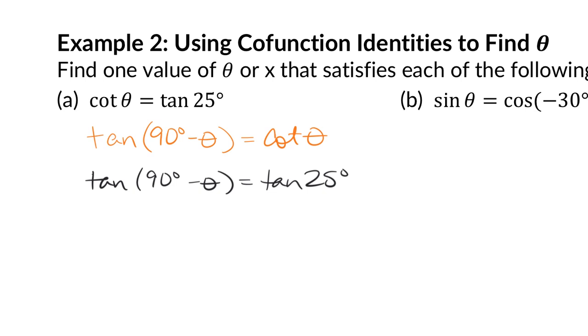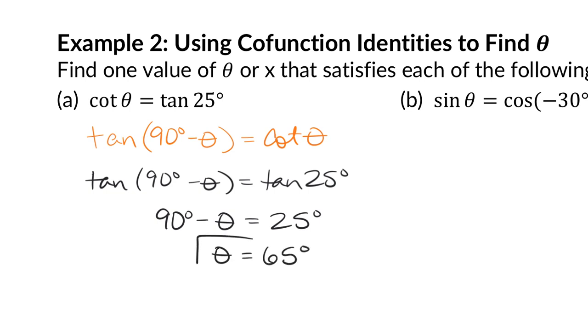So I have tangent of 90 minus theta equal to tangent of 25. See how there's a tangent on both sides? Let's get rid of it. That just means we're trying to see how 90 degrees minus theta could be equal to 25 degrees. Let's solve for theta. What do you have to subtract from 90 to get 25 degrees? 65. So theta is equal to 65 degrees.